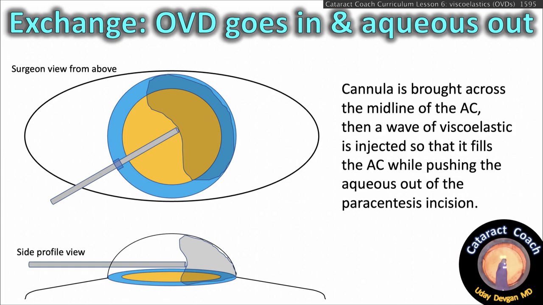Now, when we put it in the eye initially, we want to exchange it. The OVD goes in the eye and the aqueous comes out. So the cannula is brought across the midline of the AC, then the wave of viscoelastic is injected. The AC is filled up with viscoelastic while pushing the aqueous out that same paracentesis incision. So again, it's an exchange. Viscoelastic in, aqueous comes out.